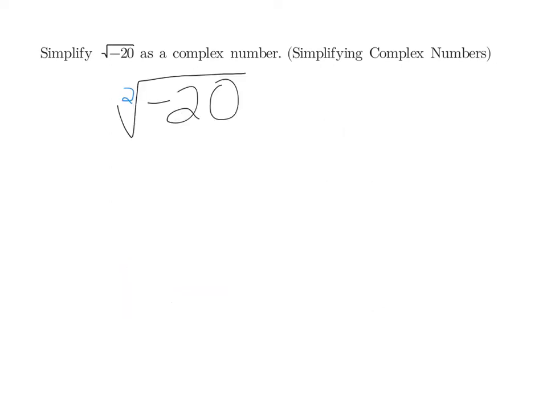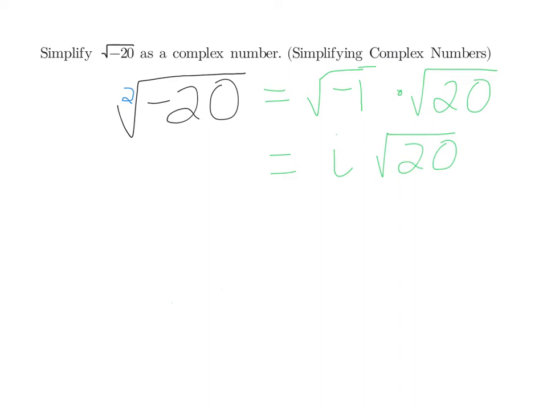So the problem is asking you to simplify the square root of negative 20. Remember the index is 2 even though it's not written. So I'm going to break up the square root of negative 20 as the square root of negative 1 times the square root of 20. Okay, and so I know that the square root of negative 1 is i. I still have the square root of 20, so I'm going to break up the 20 into its prime factors.